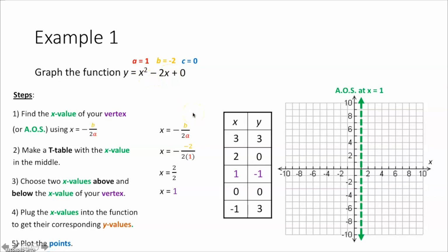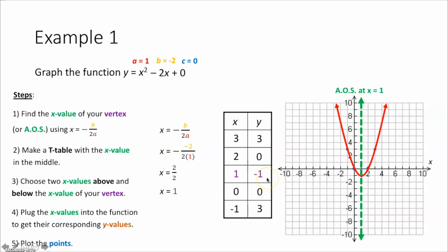So now we can plot those points. 3, 3, we go over 3 on our x-axis, up 3 on our y-axis, put a point. 2, 0, we go over 2 on our x-axis, up or down 0, so just right there. And then 1, negative 1, we go over 1, down 1 on our y-axis, put a point. Then 0, 0, that's the origin. And negative 1, 3, negative 1 on our x-axis, up 3 on our y-axis, put a point, draw a parabola going through those points, and you have graphed your function.